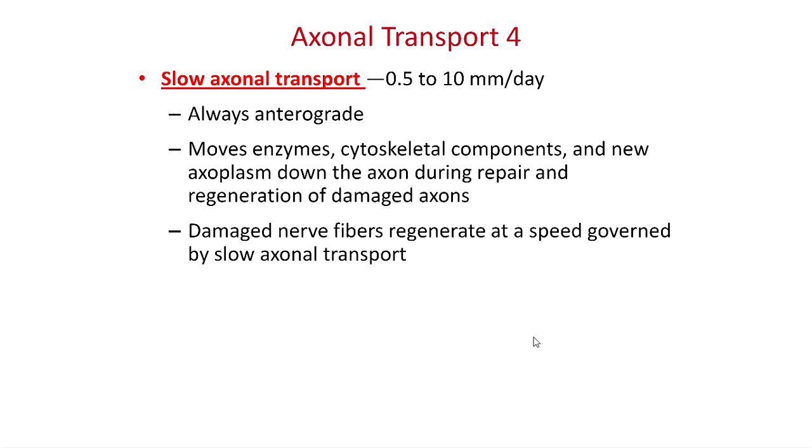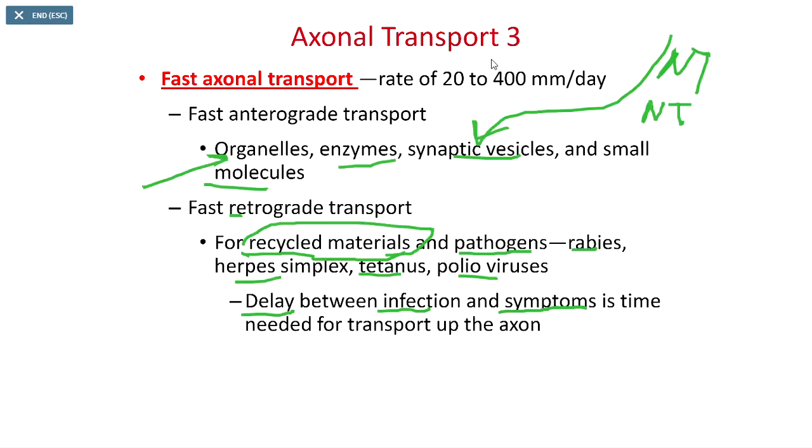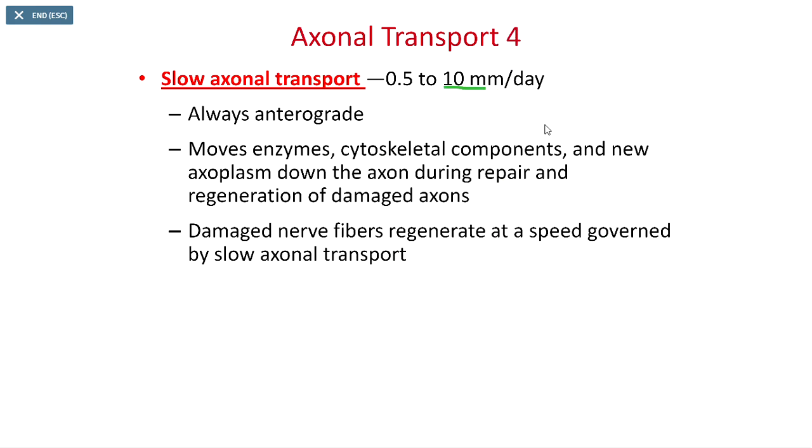We also can have slow axonal transport. And when we have this slow axonal transport, we're looking at up to 1 centimeter, so 10 millimeters, per day, compared to 400 millimeters or 40 centimeters per day for the fast transport. So when we look at the slow transport, it's always going to be anterograde, A for away from the neurosoma. And we're going to be moving cytoskeletal components.